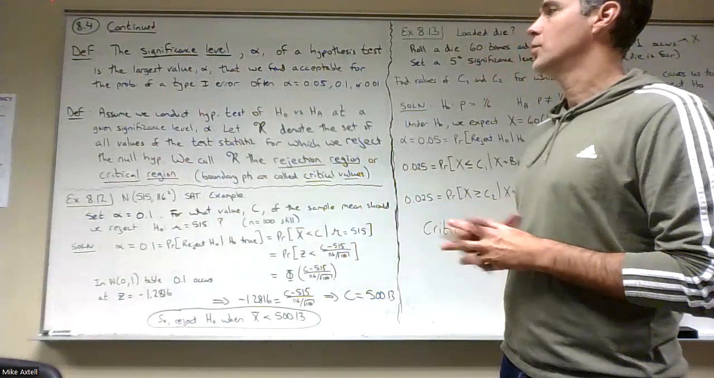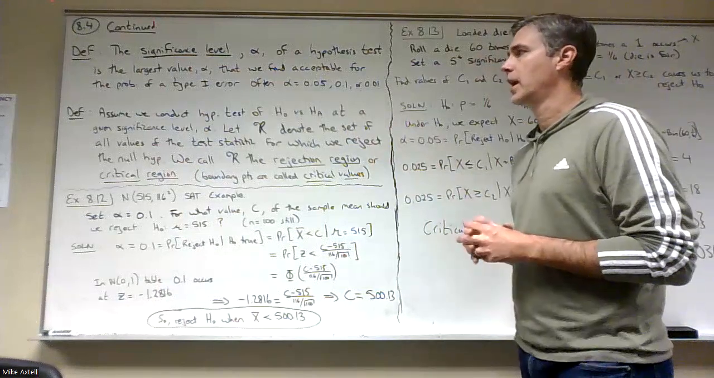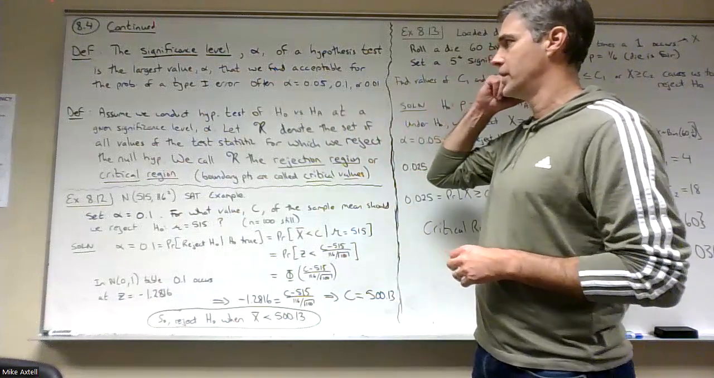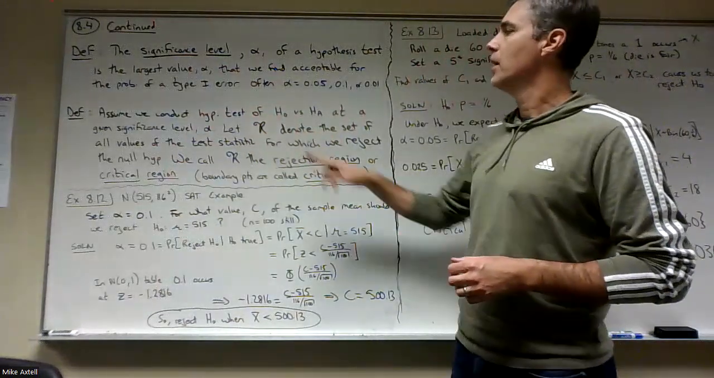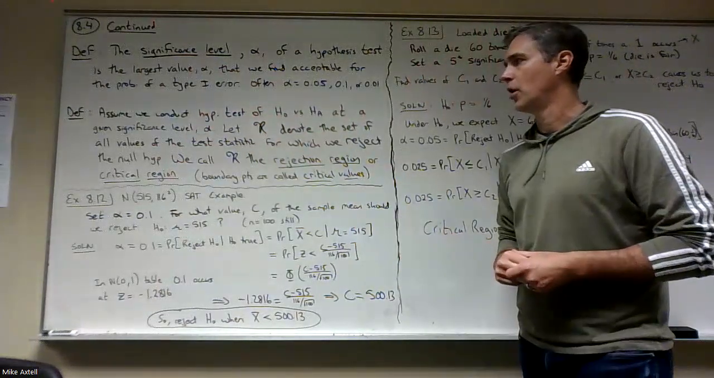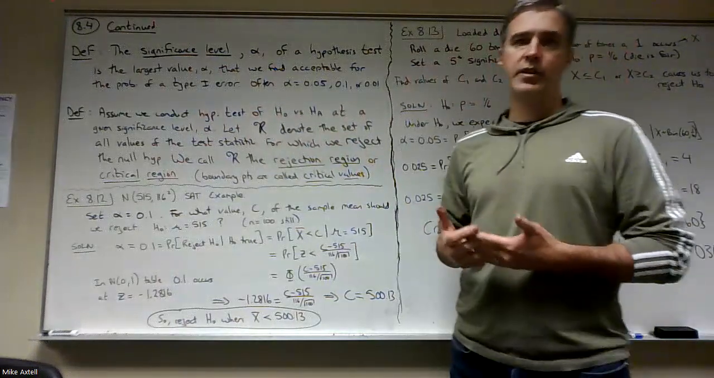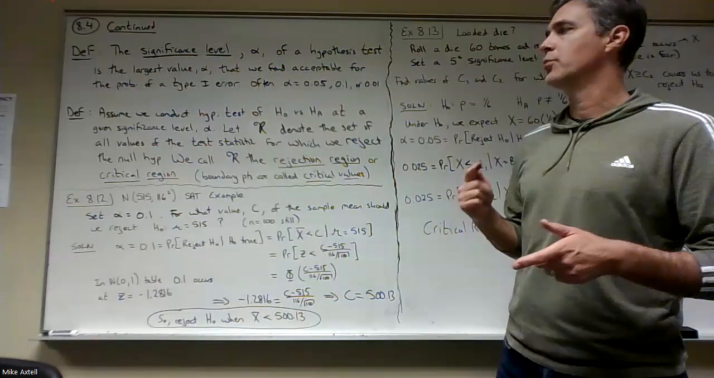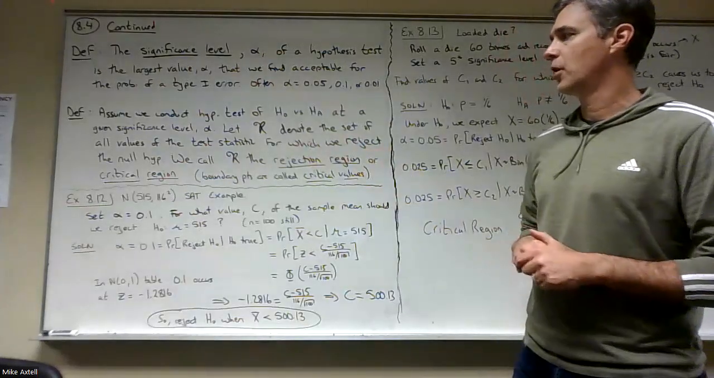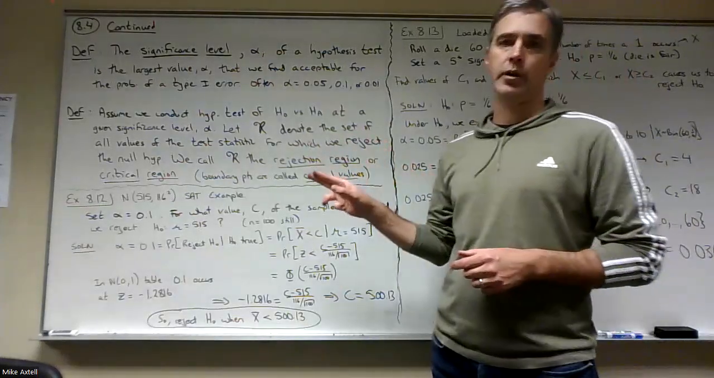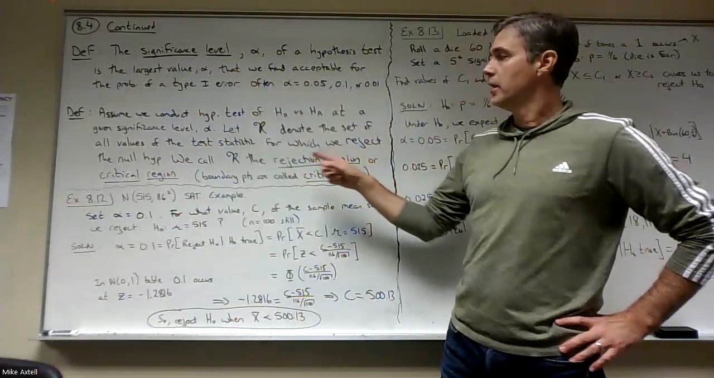All right, so another definition. Assume we're conducting a hypothesis test, H0 versus H alpha, and we've been told our significance level alpha. Then we can find this script R, which is the set of all values of the test statistic for which we reject the null hypothesis. This script R we call the rejection region or the critical region. So this is the critical region.